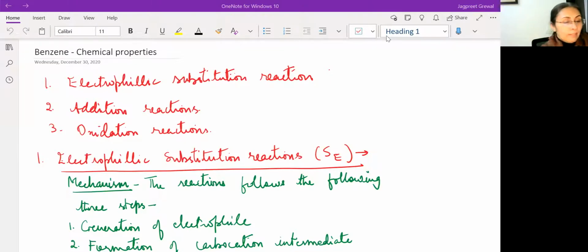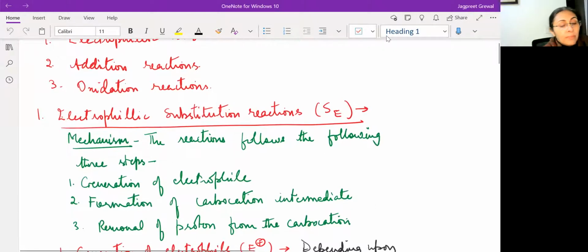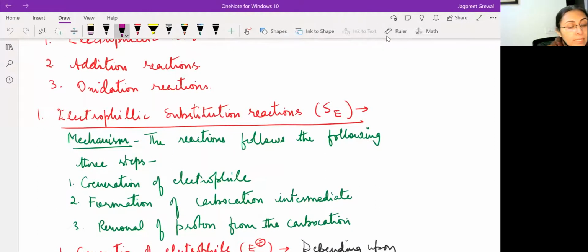Hello everyone. Now we'll be studying the chemical properties of benzene from the chapter of hydrocarbons in class 11th. In benzene chemical properties, we have to do three types of reactions, that is electrophilic substitution, addition reactions and oxidation reaction of benzene. Now electrophilic substitution reaction is represented as SE. S means substitution, E means electrophilic.